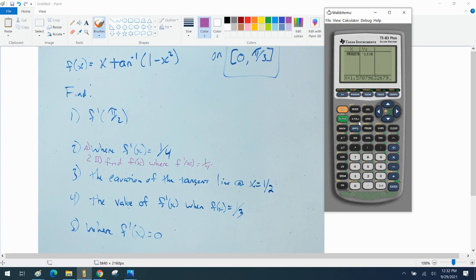All right, so the second one, where is the derivative 1/4? We're not going to do guess and check until we get 1/4. We're going to graph 1/4 with it.